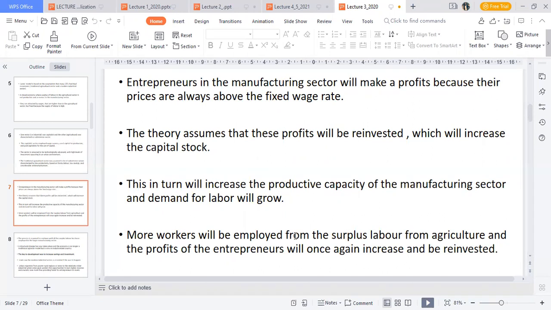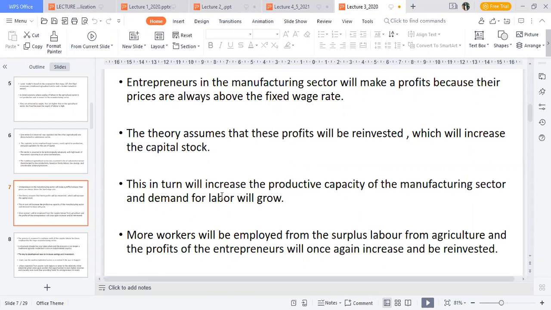They purely assume that these profits will be reinvested, which should increase the capital stock. So what this means is that the profits, when I say profits, I'm talking about the profits that they get from exploiting those from the agriculture sector. They are going to get it. And what are they going to do? They are going to use it to reinvest. I mean, they are going to expand again. This in turn increases the productive capacity of the manufacturing sector and demand for labor will grow.